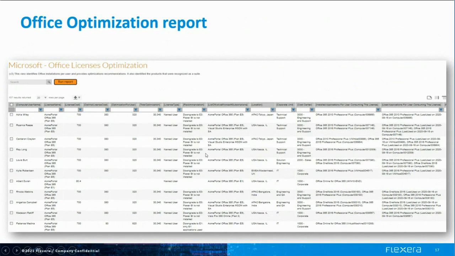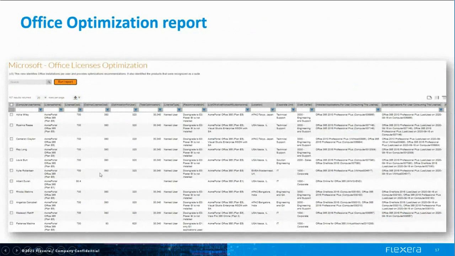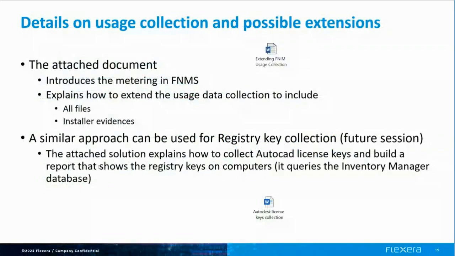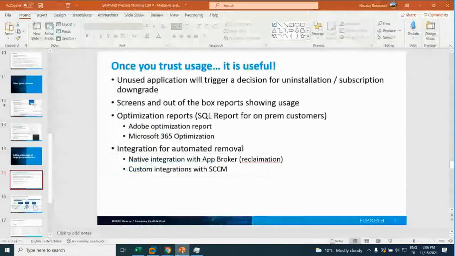So we are doing some research right now, but the same logic as this Adobe report, which is published, which you can use from now on if you're on-prem, will be published on Office using nearly the same code, but just different downgrade patterns.